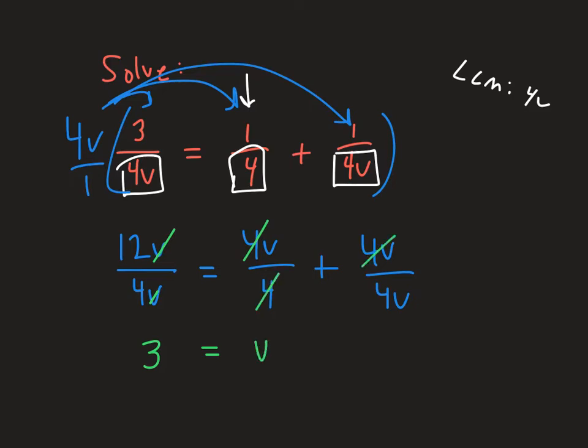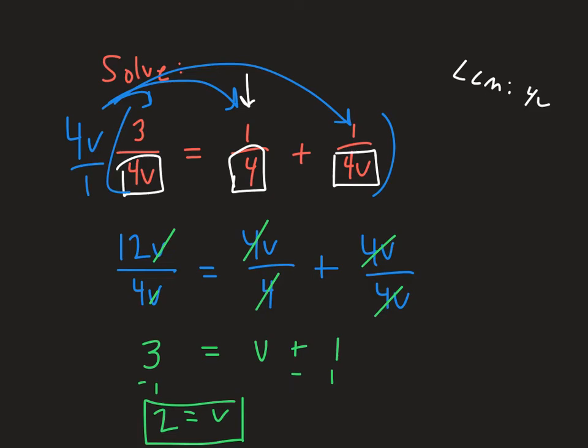And then 4v divided by itself, it actually equals 1. It doesn't cancel to 0. Remember, something divided by itself is 1. And now check out this new equation. 3 equals v plus 1. Right? Pretty straightforward now. Just subtract 1 from both sides, and we will get that 2 equals v. Okay, and that's going to be our answer.